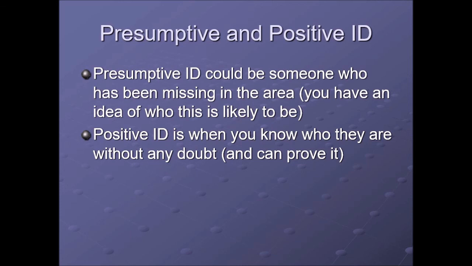Presumptive ID could be someone who is just missing in the area. You don't have to have a license. You can say, look, I'm looking for Hattie McCannelsburg, who was missing from this area from March last year. And if you find an older lady, you can start saying, okay, this skeleton is an older woman of European descent. That's what Hattie was, so it might be her.